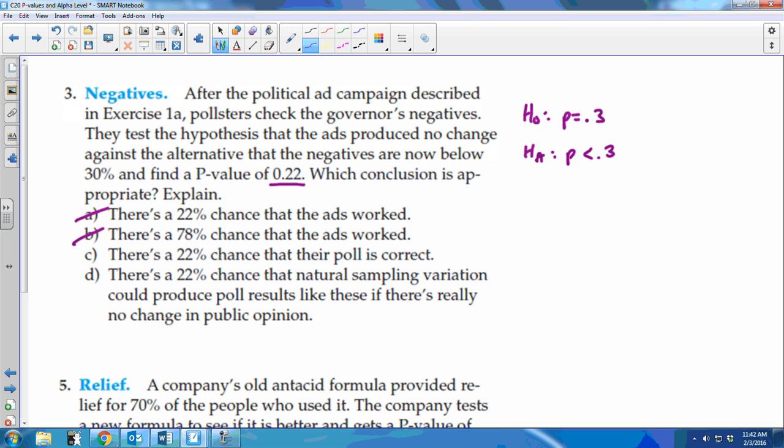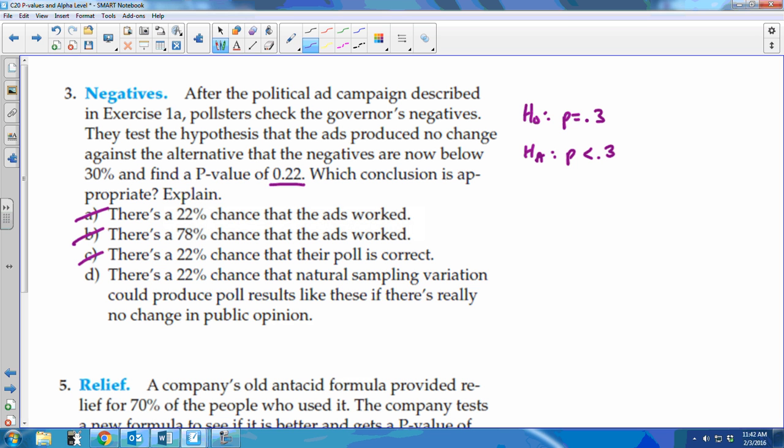C is there's a 22% chance that their poll is correct. I don't really even know what that means. I don't know how a poll can be correct. There's a valid sampling strategy, or there's a valid method for calling people, but there's not like the poll is correct. I don't know what that means.